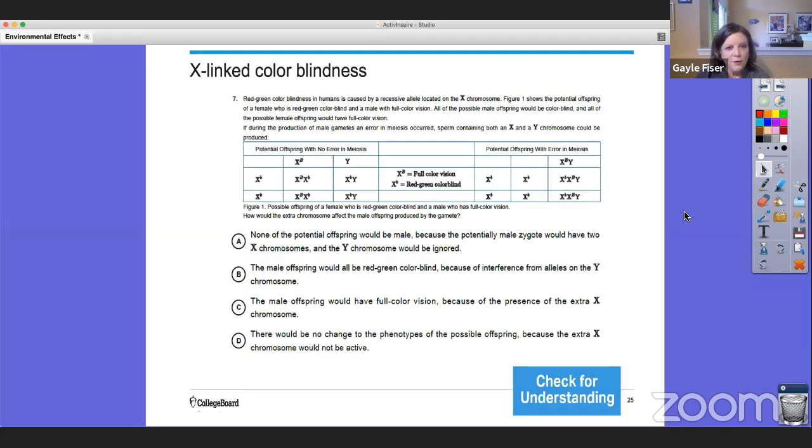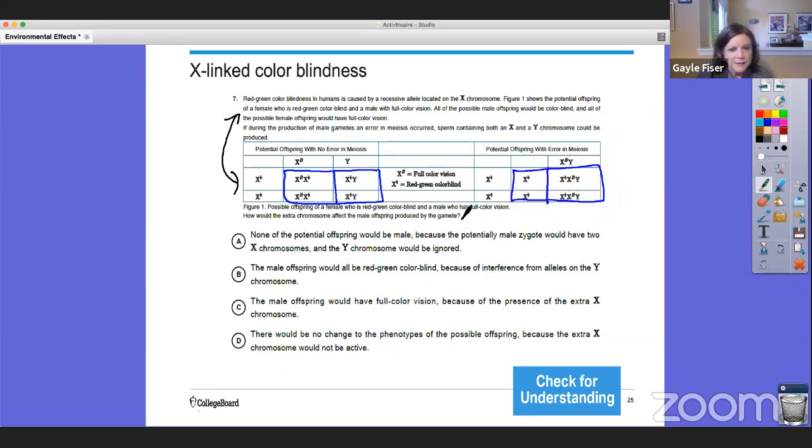Oops, let's go back. Okay, last one of these scenarios. Red-green color blindness in humans is caused by a recessive allele located on the X chromosome. Figure 1 shows the potential offspring of a female who is red-green colorblind and a male with full color vision. All the possible male offspring would be colorblind, and all the possible female offspring would have full color vision. If during the production of male gametes an error in meiosis occurred, sperm containing both an X and a Y chromosome could be produced. So it took me a minute to figure out what this was, but this is just a Punnett square that they have here, okay?